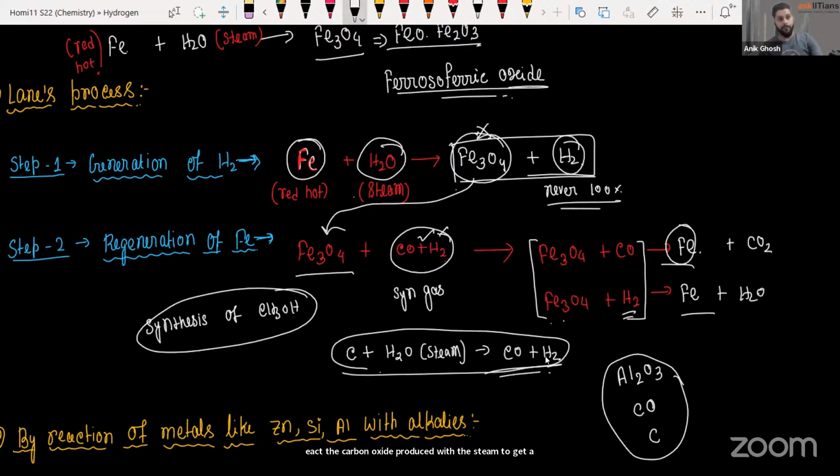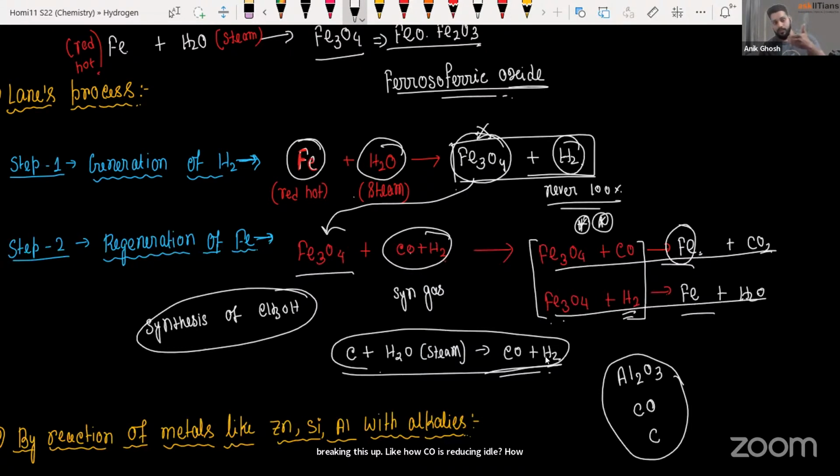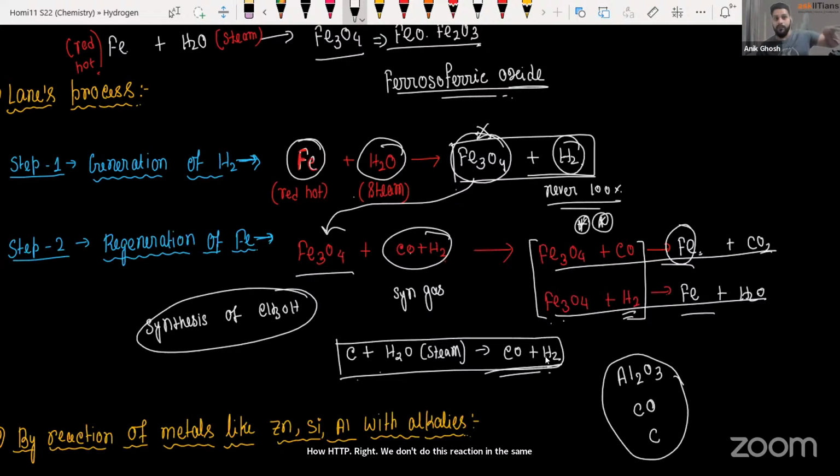Okay, guys, is that clear? This is what I'm doing now. Here I am breaking the reaction up: how CO and H2 are going to make iron, how CO is reducing iron, how H2 is reducing. And we don't do this reaction in the same process. We do it in a separate chamber. From there, we take the water gas and flow it into my product mixture, just so that the backward reaction doesn't happen, right?